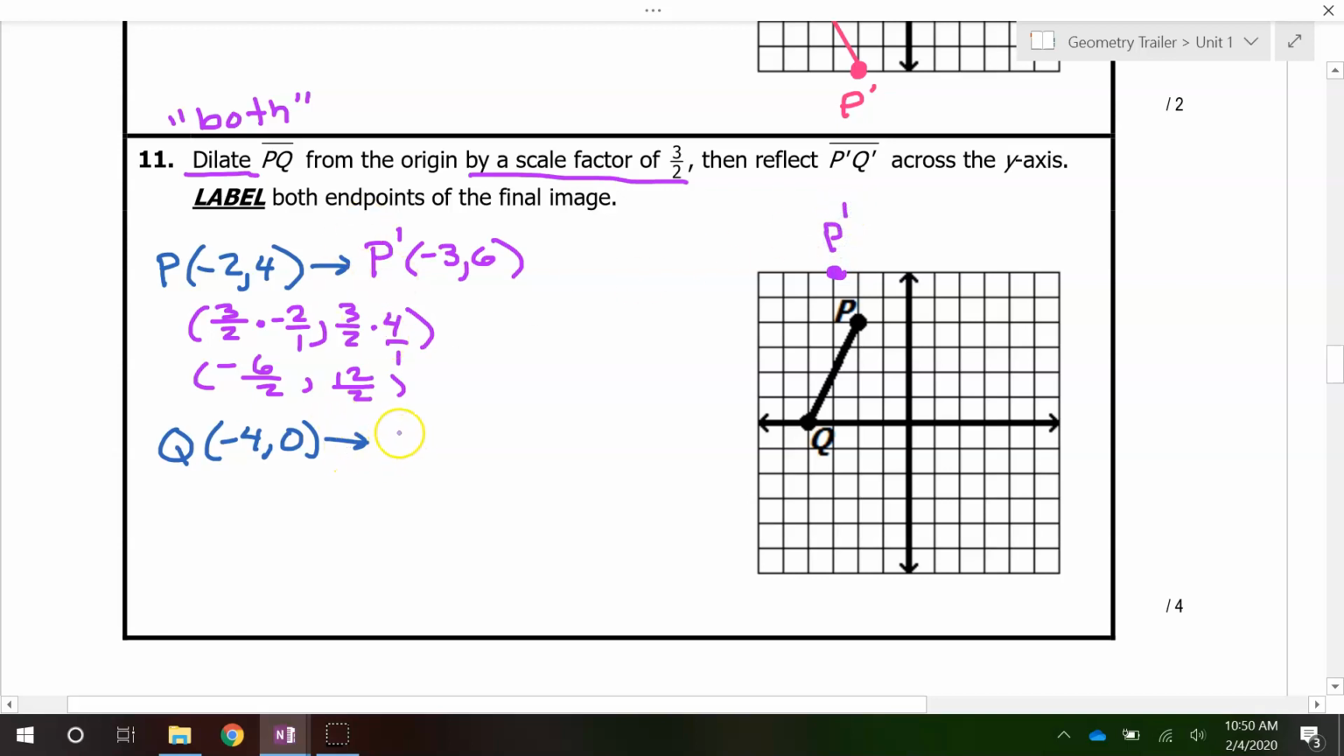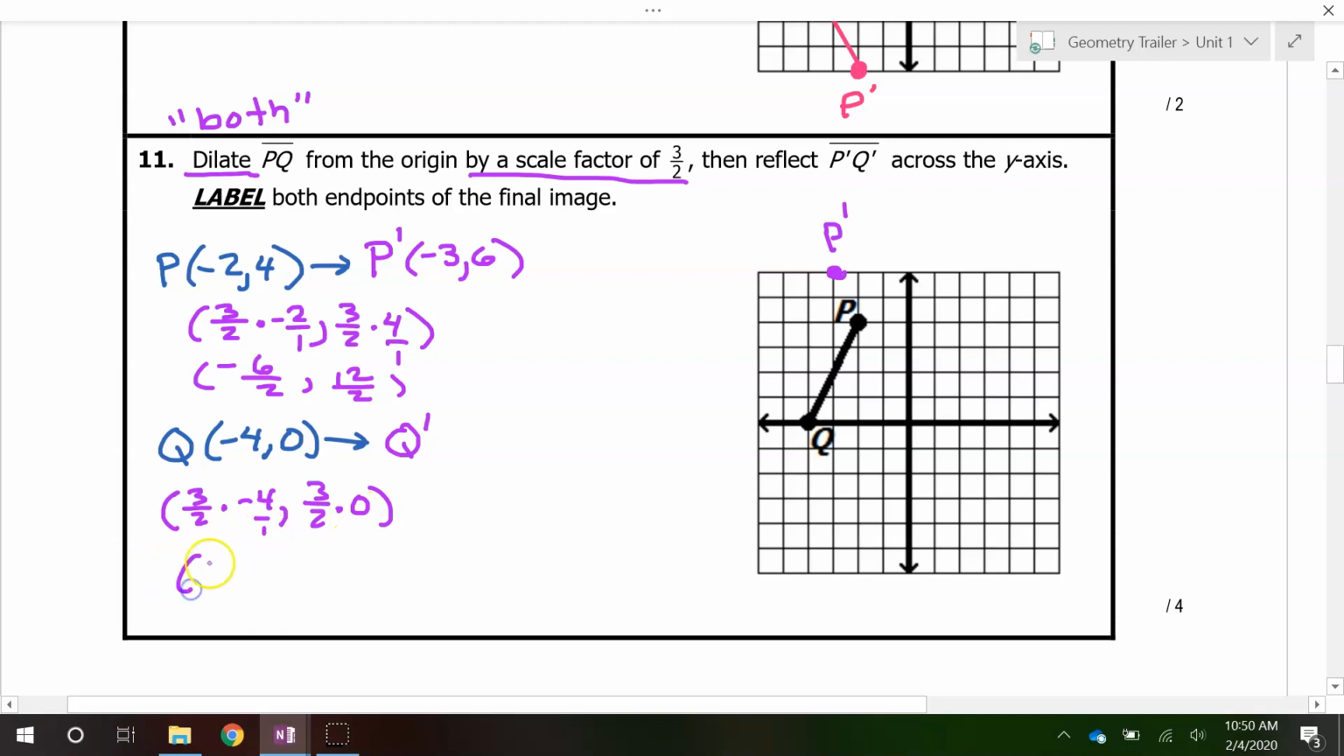Now let's talk about Q prime. Same deal. I need to multiply by 3 over 2 again. So that means I'm going to do 3 over 2 times negative 4 and 3 over 2 times 0.